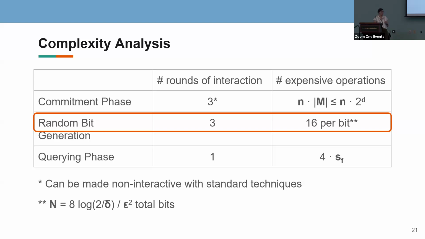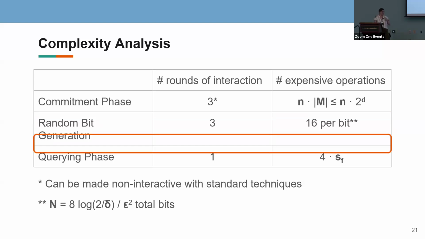Next, for random bit generation, we also have 3 rounds of interaction, but this time we can't make them non-interactive, and it's just a small constant number of operations for each bit. And the total number of bits, again, only depends on epsilon and delta and not directly on the size or dimension of the database. However, this step will need to be repeated before each query.